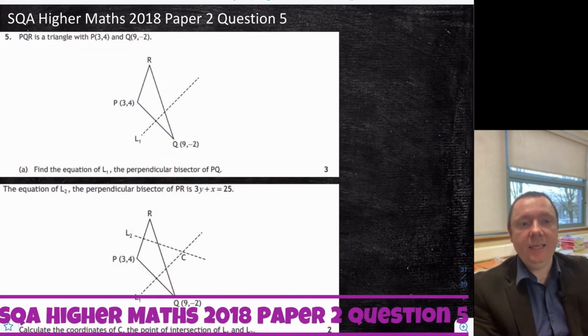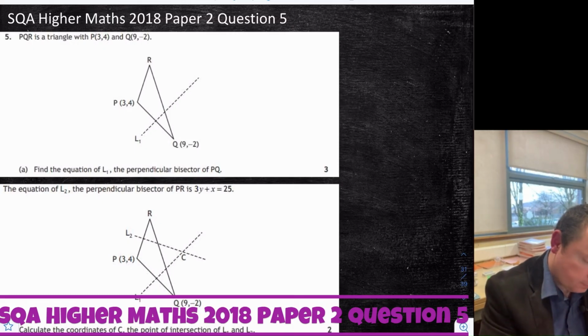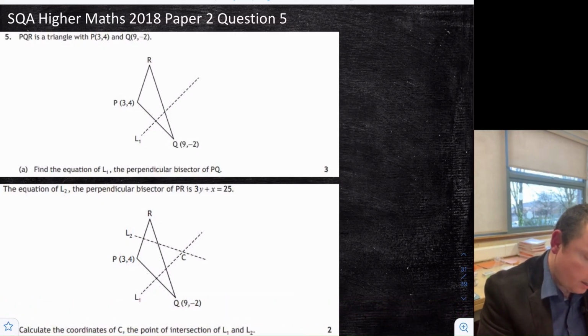SQA Higher Maths 2018, Paper 2, Question 5. PQR is a triangle with P, Q and R and the numbers on it, 3, 4, 9, minus 2. Part A: find the equation of L1, the perpendicular bisector of PQ. So if it's a perpendicular bisector, it cuts it in half at right angles. So if we call this point M, our midpoint is equal to (9 plus 3) divided by 2 and (minus 2 plus 4) divided by 2.